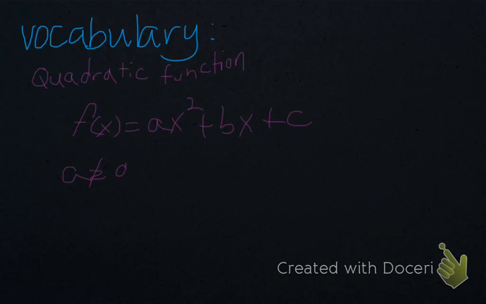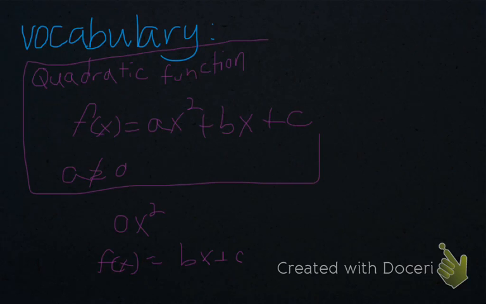If a equals 0, then 0 times x squared equals 0, and then we're just left with bx plus c. Well, you should recognize a function that looks like that. That would be a linear function or a constant function. So right away we don't want that to be a quadratic function. So a cannot equal 0, but b and c can equal any number. And this is the definition you should put on your notes.